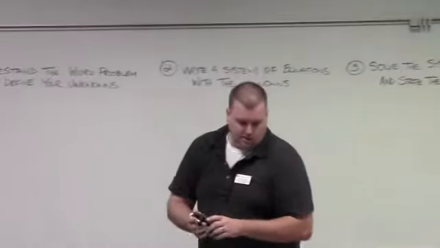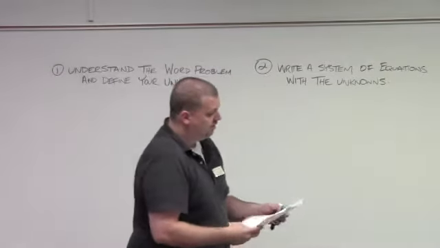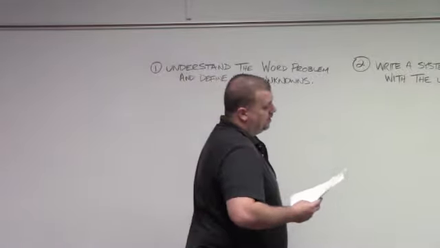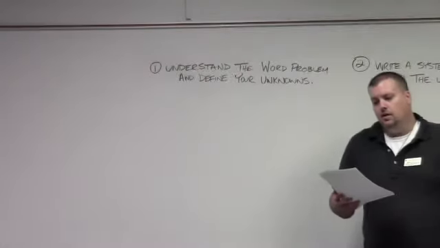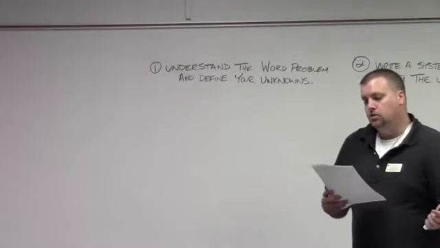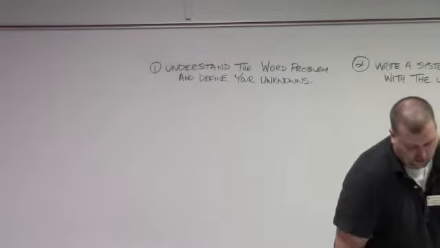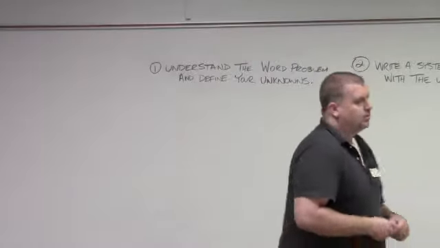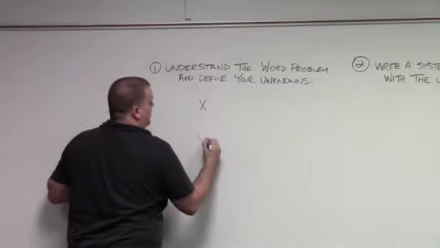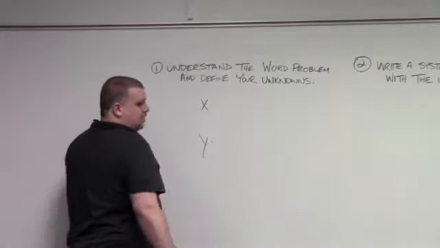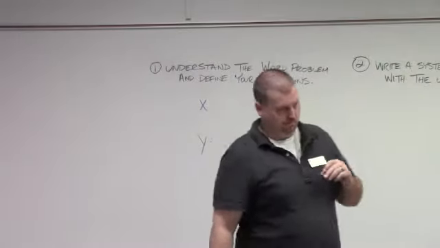All right. So it says during the 2010 Pro Bowl between the American Football Conference and the National Football Conference, 66 points were scored in touchdowns and field goals. The total number of touchdowns, 6 points each, and field goals, 3 points each, was 13. How many touchdowns and how many field goals were scored? So if we're setting up our unknowns, what are the two things we don't know? Always look at the question at the end of the problem. How many touchdowns and how many field goals?